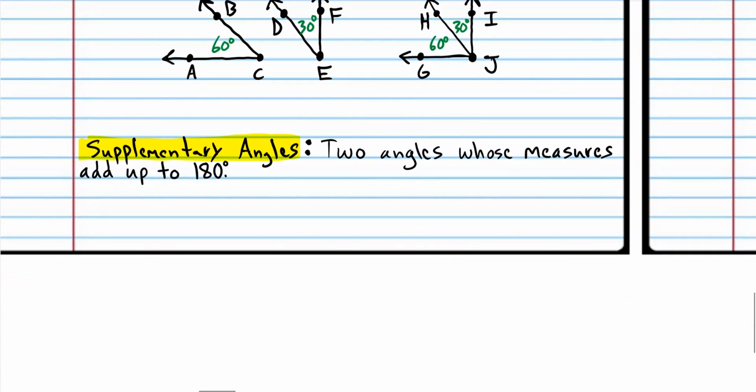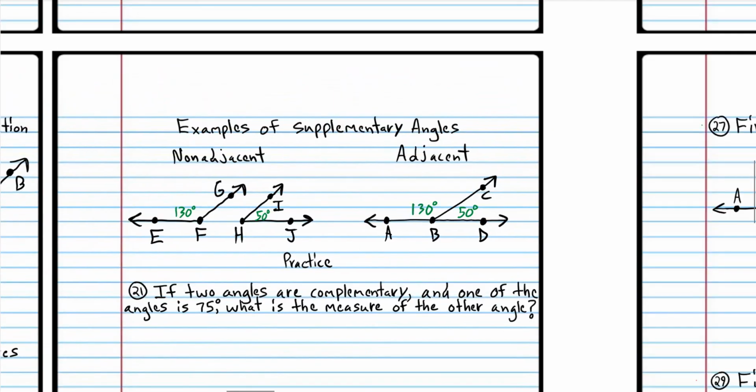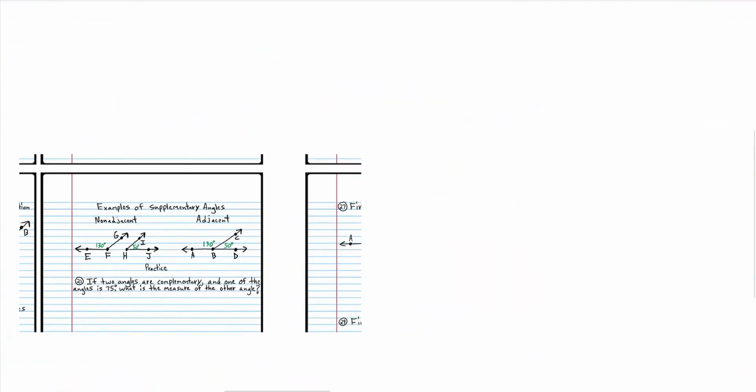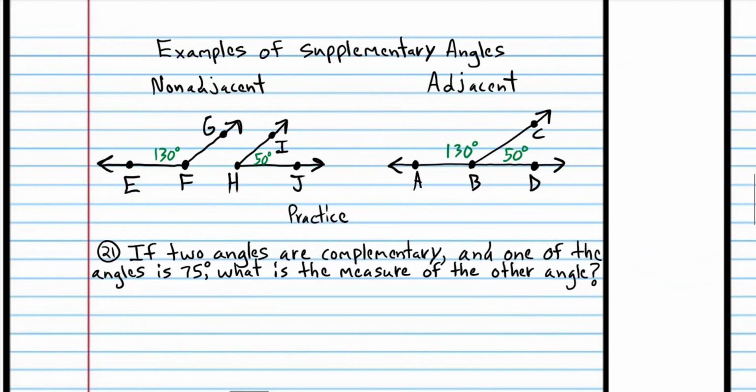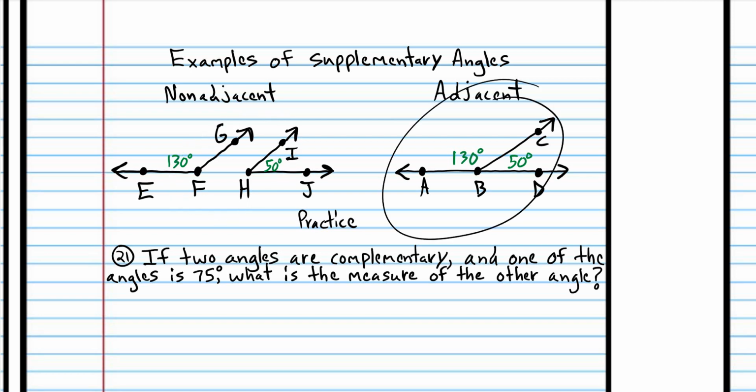Supplementary angles are angles whose measures add up to 180 degrees. So here's some examples. 130 degrees plus 150 is 180, so these are supplementary angles. But they don't have to be separated. They can also be adjacent. If you put them together and make them adjacent angles, then they're still supplementary. So let's do some practice.